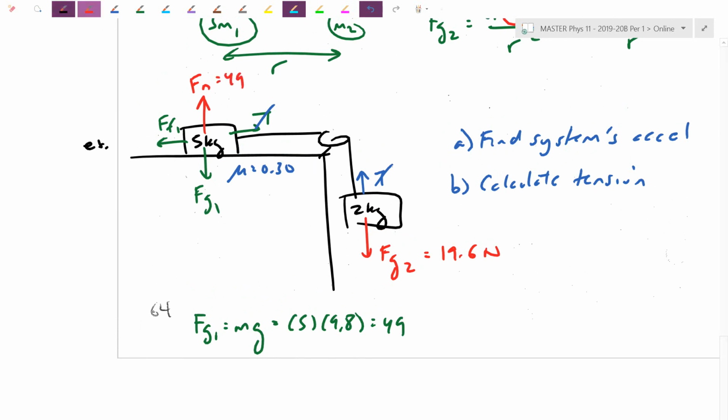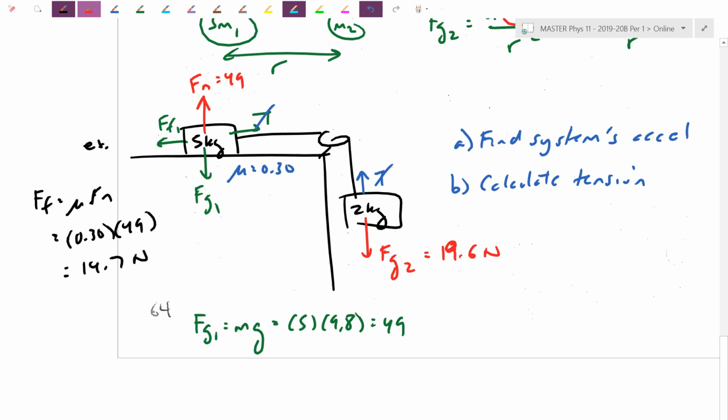Given the mu, we can calculate a maximum friction. Ff is mu Fn. Mu is 0.30. The normal force happens to be 49 this time. 0.3 times 49 gives me 14.7. And now when we look at our tug of war, we have a 19.6 that's trying to pull things to the right, clockwise. And we have 14.7 maximum friction to try to stop it.